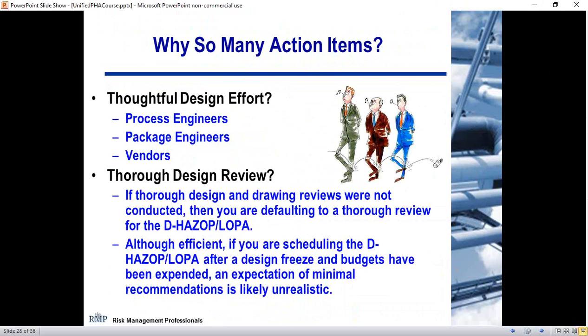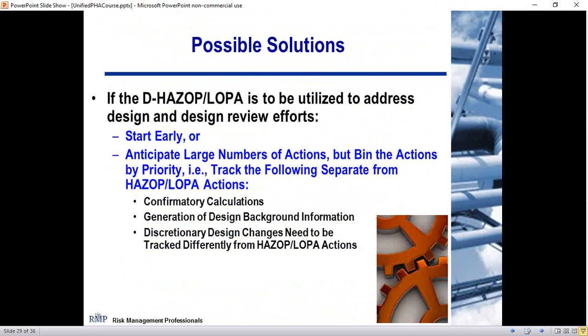Especially if you schedule the design HAZOP and LOPA, as they often are, not cyclically during the design phase but at the end of the project, then a lot of these cans that get kicked down the road are going to surface at that time, after a design freeze and after you've expended your budgets. And so at that point, you've got a lot of things to fix with no time and no money left. You want to avoid that if at all possible. So how do you avoid that? Well, start early. Bring in this design cycle that includes your HAZOP and LOPA as early as practical, when you've got some information.